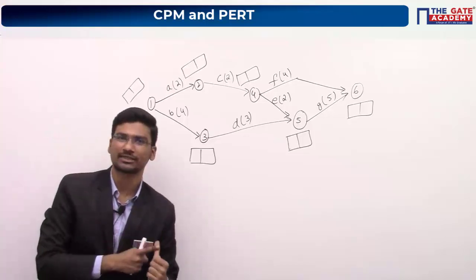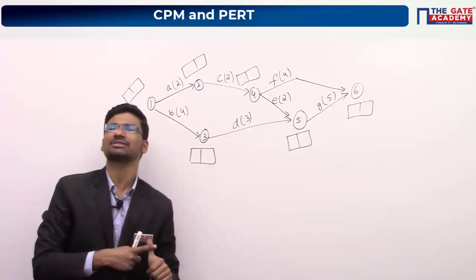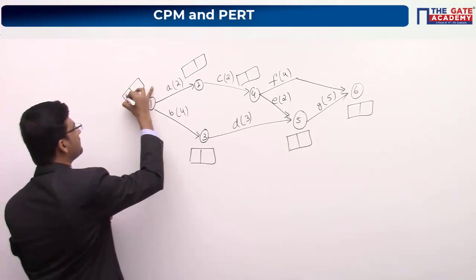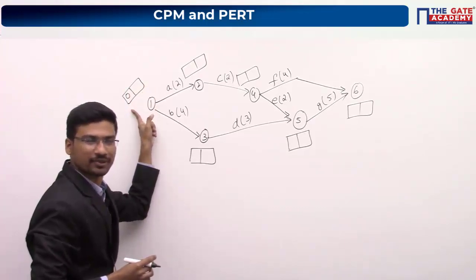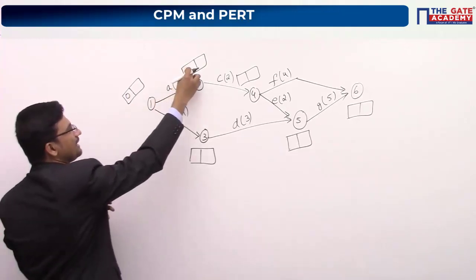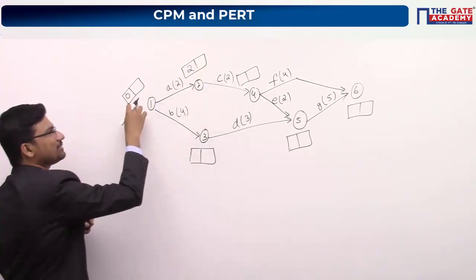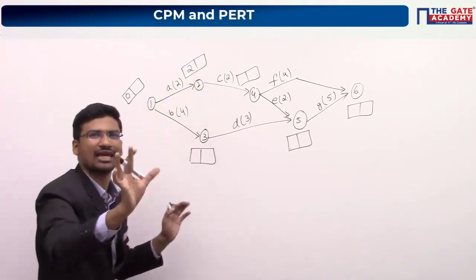Now we are using the forward pass rule. By using the forward pass rule, we can calculate earliest start times and earliest finish times. I am assuming that I am starting this particular activity at earliest start time t equal to 0. So what will be the earliest finish time? 0 plus 2, it will be 2. So earliest start time is 0, earliest finish time will be 2. Now someone was asking whether it is in terms of AM or PM.